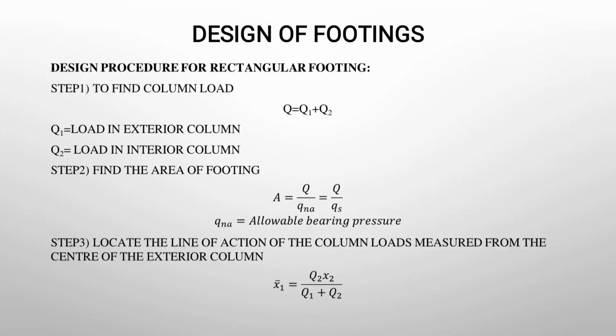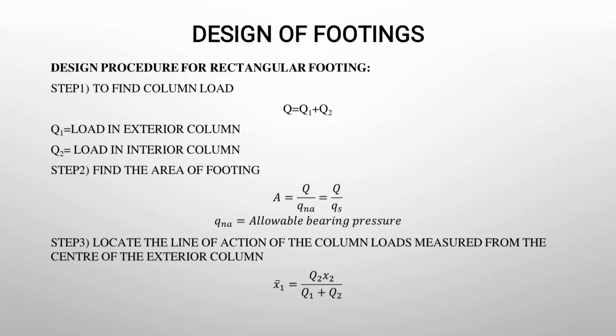So, first footing is rectangular footing. Rectangular footing is to carry equal column load. For designing rectangular footing, the first step is to find the column load, that is capital Q equal to Q1 plus Q2. Here Q1 is nothing but load in exterior column, Q2 is load in interior column.